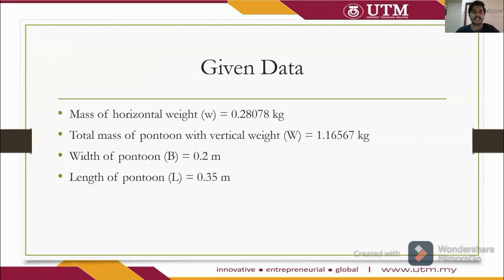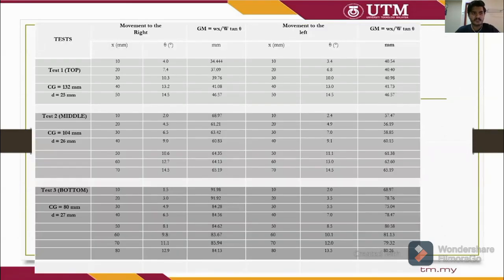These are the data which are given: the mass of horizontal weight, total mass of pontoon with vertical weight, width of pontoon, and length of pontoon. Three tests were conducted, with 3 different CGs and 3 different diameters. Throughout the calculation, I measured everything in mm, but it can still be calculated in meters. I took the left hand side as negative and the right hand side as positive.